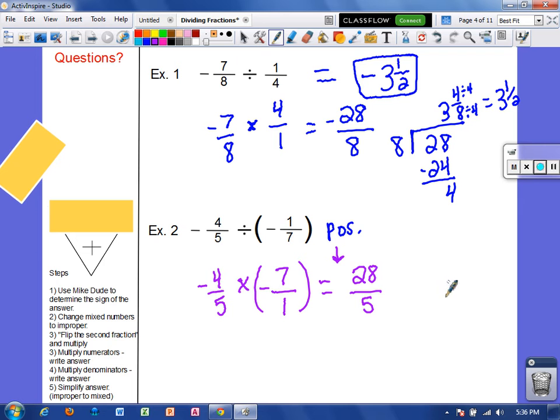This is improper, so I want to make it mixed and divide. Again, top dog goes in the house. 5 goes into 28 5 times, and that's 25. And 28 minus 25 is 3. So that means my answer would be 5 and 3/5. I cannot reduce it, so this is our final answer.